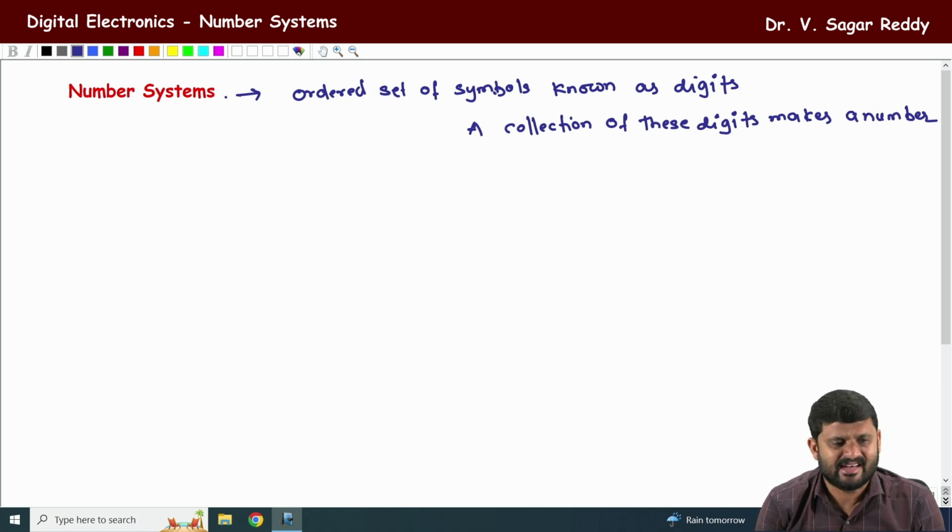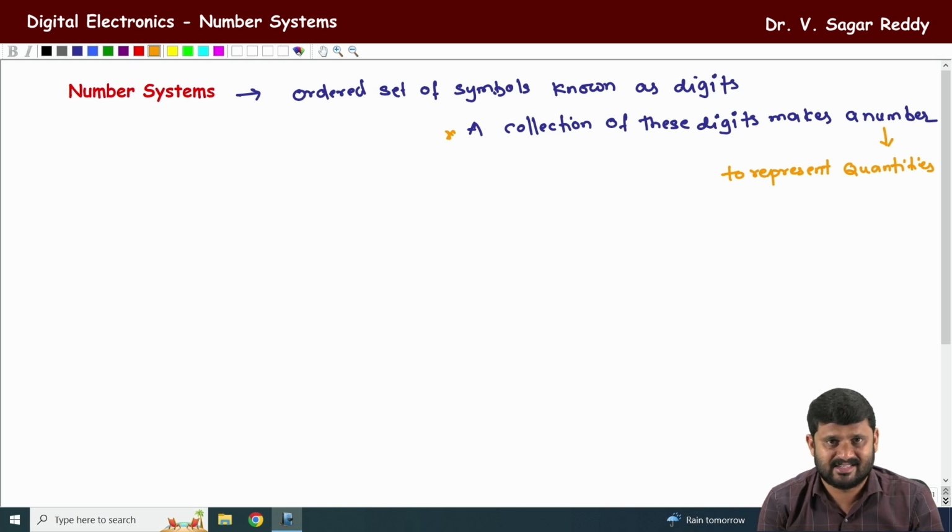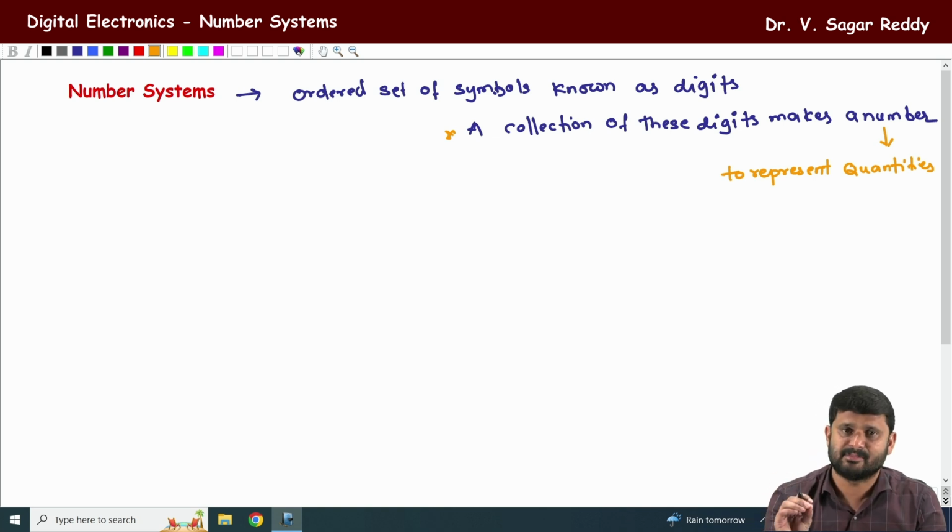So what does this number indicate in a number system? This number is used to represent some quantities. So in any number system, we have an ordered set of symbols known as digits. A collection of these digits makes a number. That number in a number system represents some quantities.